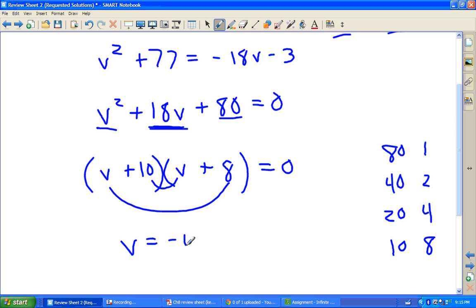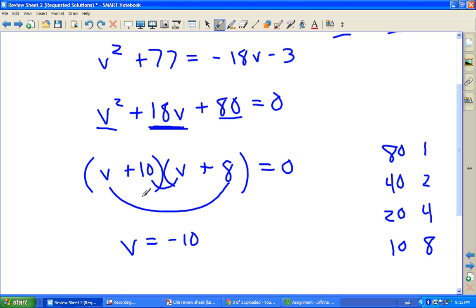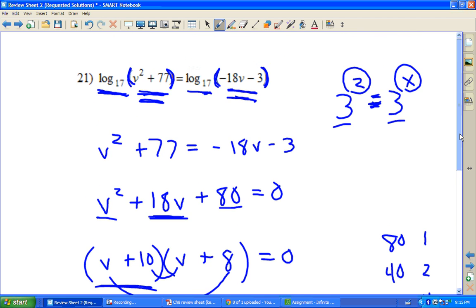V is going to be equal to minus 10. If you remember, I take this part and put it equal to 0. So if this is 0, the whole thing is 0. And then when I do this, v plus 8 equals 0, I would get v equals minus 8, because when this piece is equal to 0, the whole thing is equal to 0. So each of these two independent sets of parentheses is how I find my solution or solutions. Okay, there's my two solutions for this equation, and that is it for that one.